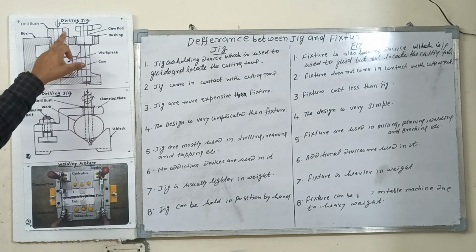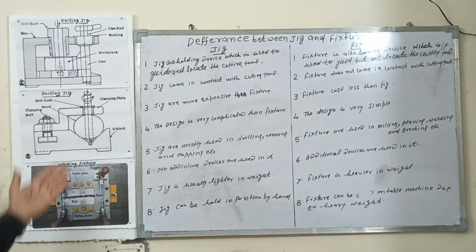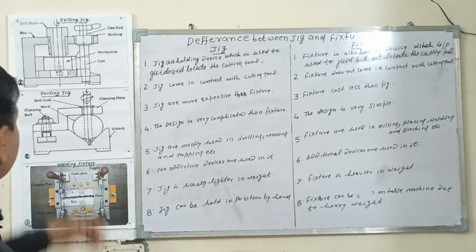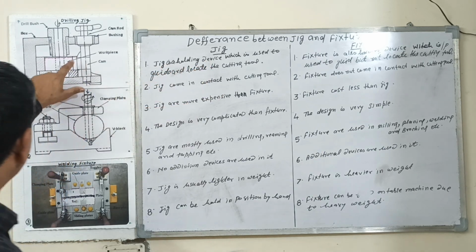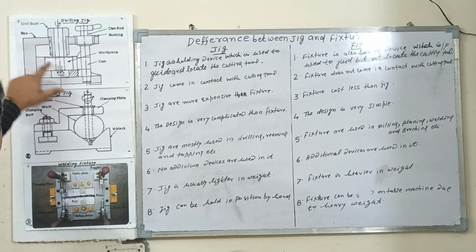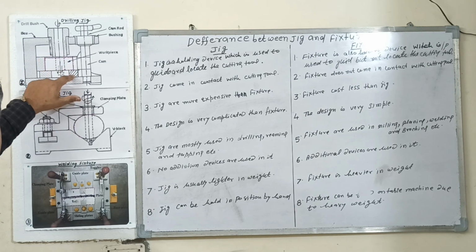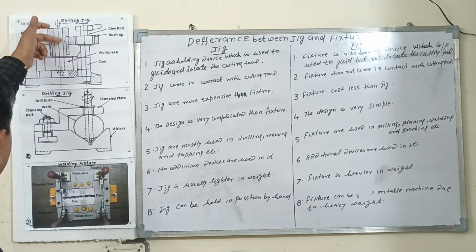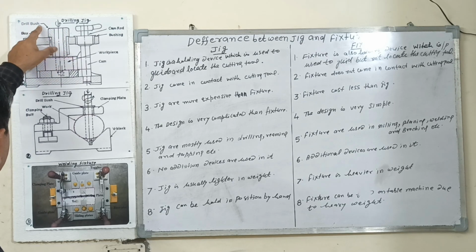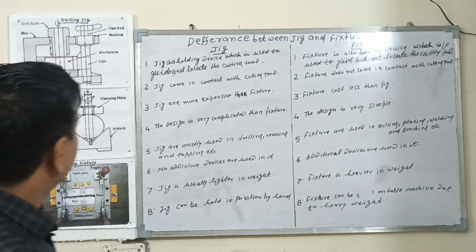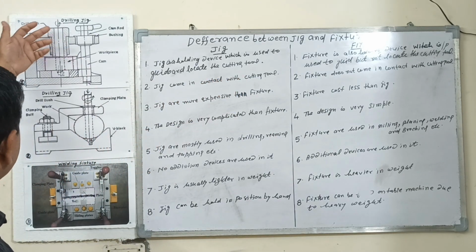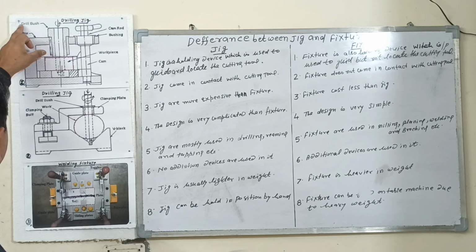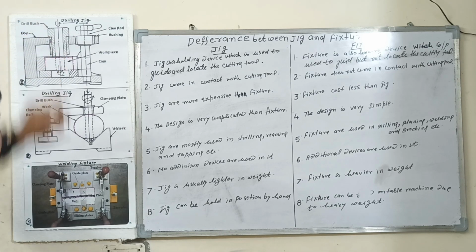This is the drawing of a drilling jig. This is also a drawing of a drilling jig. This is a welding fixture. A jig is a holding device. This is a workpiece. The workpiece is held by different types of metal pieces and guides the cutting tool. Guiding the cutting tool means drilling. So the drill is guided with the help of a drill bush. So the jig locates the cutting tool in a process. The drill is located with the help of drill bushes.